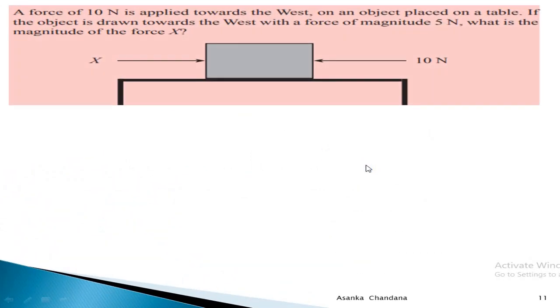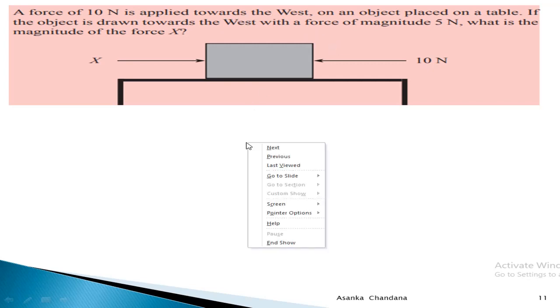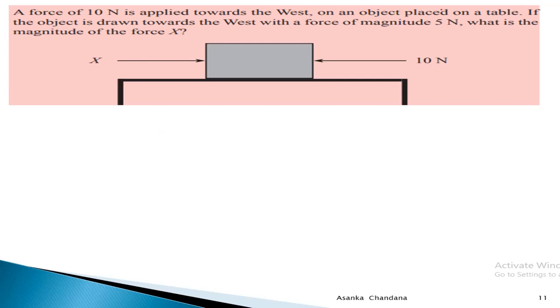Next one. A force of 10 Newton is applied towards the west, in this direction, on an object placed on the table. If the object is drawn towards the west with a force of magnitude 5 Newton, what is the magnitude of the x? Now think, a force of 10 Newton is applied towards the west direction on the object placed on the table.